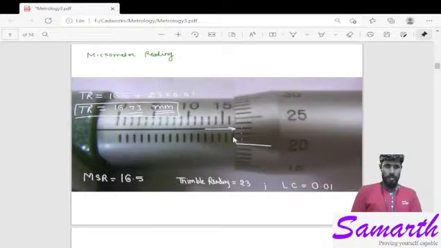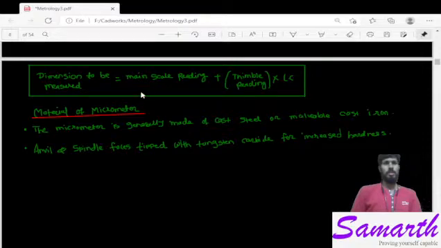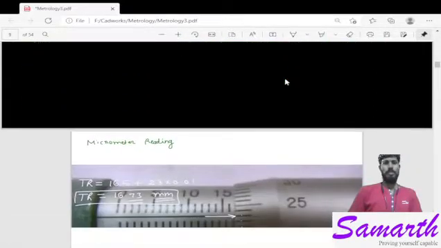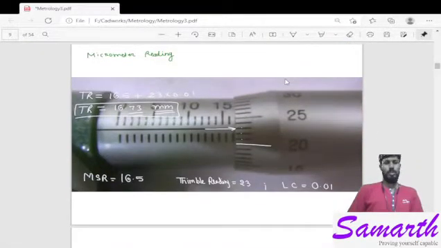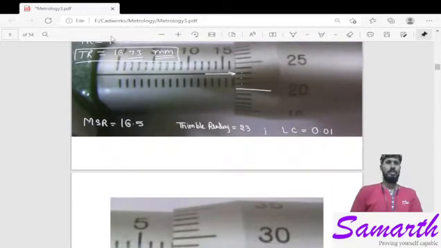And here you can see there is one more line we are able to see, that means this visible line is for 0.5 mm. So 16 plus 0.5 is equal to 16.5 mm. So by using this formula, here you can see properly, main scale reading is 16.5 plus thimble reading is 23 into the least count. Least count is given 0.01. So we will get the final answer. Here we are getting 16.73 mm.